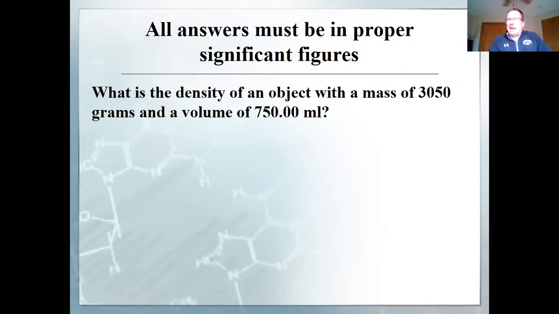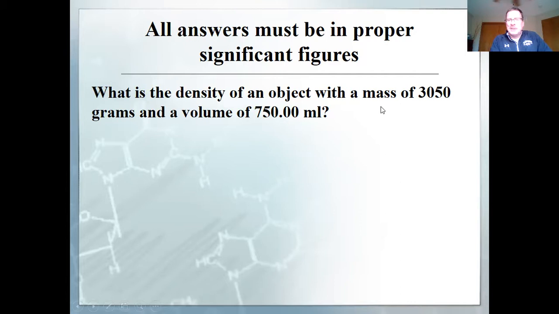And again, I've got a few of these in your unit outline. I will kind of leave them to you. What is the density of an object with a mass of 3050 and a volume of 750.00? These are things you can ask me for after you do them.